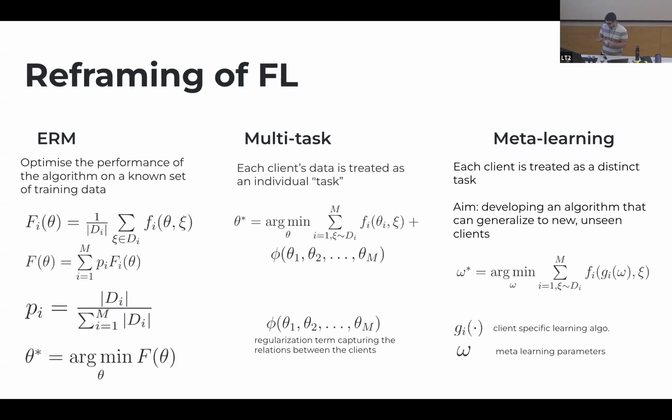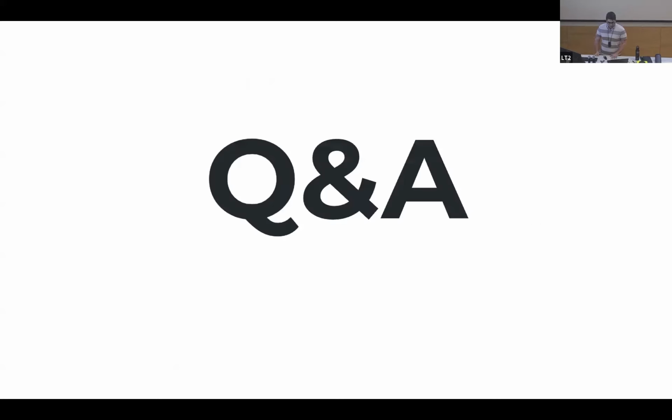The meta-learning properties of federated learning are some of the things that we hope to exploit in our future work to make federated models better than their centralized equivalents, especially when it comes to generalization. And that is the end of our federated learning introduction. Thank you so much for listening, and I'm happy to answer any questions.